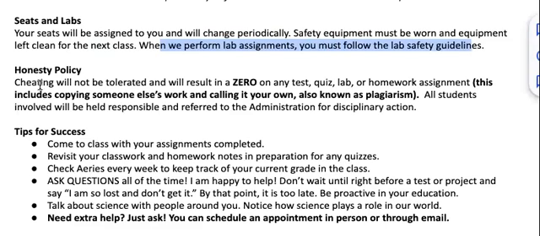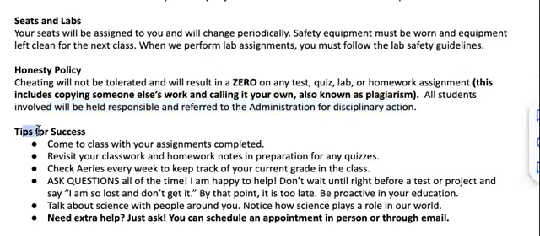The honesty policy is as follows. Cheating will not be tolerated and will result in a 0 on any test, quiz, lab, or homework assignment. This includes copying someone else's work and calling it your own. This is also known as plagiarism. All students involved will be held responsible and referred to the administration for disciplinary action.